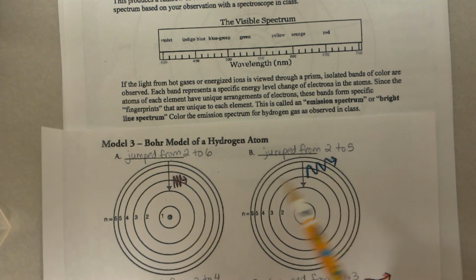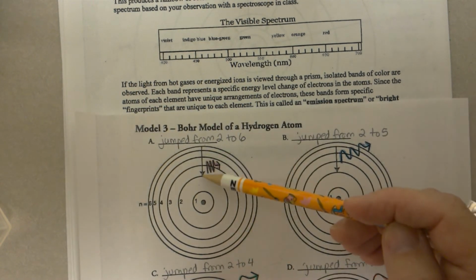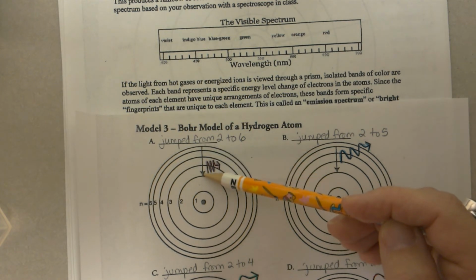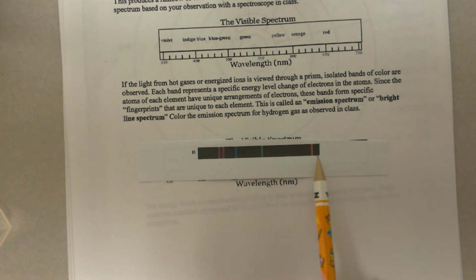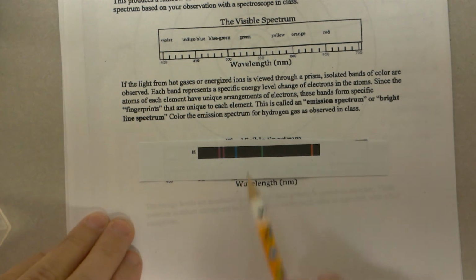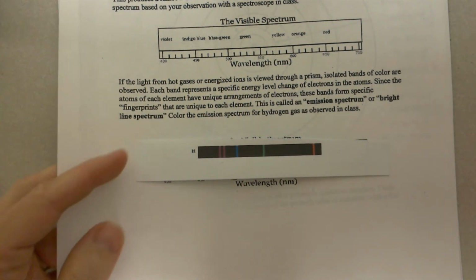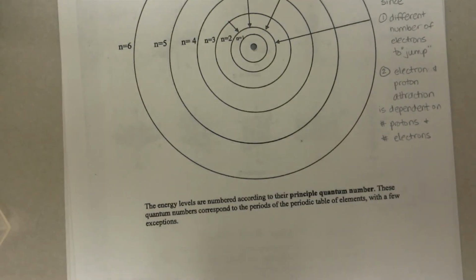And so as you fall further and further, more and more states, you give off more energy, and the low energy is here, and higher energy is in this region. So hopefully these colors and the Bohr model connect to each other, and it makes sense.